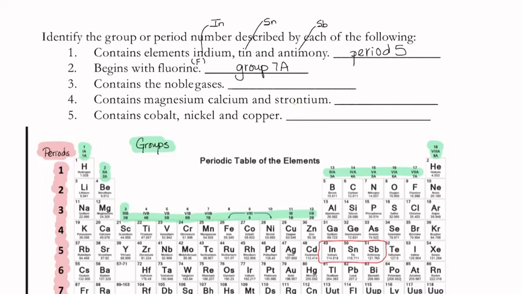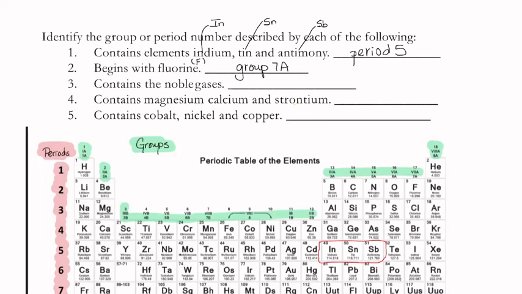You guys have more on the worksheet that you can work with, but I just want to make sure that you guys are getting the hang of it. Remember, these descriptions refer to either a group number that fits that description or a period number that fits that description. It's not to put the periods that are included and all that kind of stuff, okay? Awesome. Number 3 contains the noble gases. Where are the noble gases? Are they all in a single period or are they all in a single group?